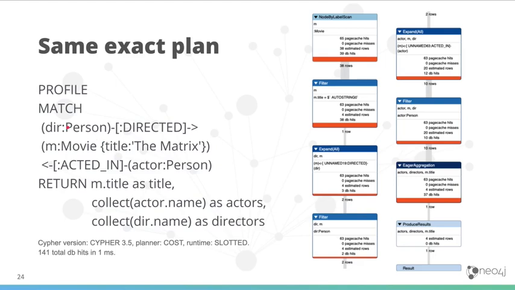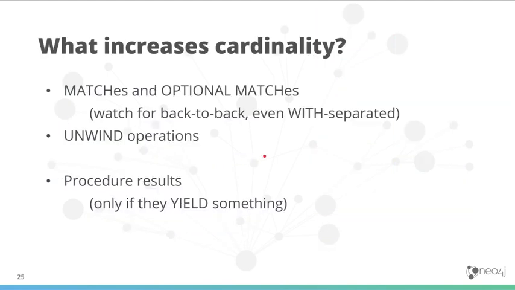By the way, if we think that we can get around this by putting it all into a single match here, this is just 1 match instead of 3, a longer pattern, with the Matrix in the movie and directors on one side and actors on the other, this actually produces the exact same query plan. So what's going on here? What's increasing the cardinality? Matches and optional matches, especially if they're back-to-back, even if we separate them with WITHs, can increase the cardinality. You'll get this multiplicative effect between the number of results.